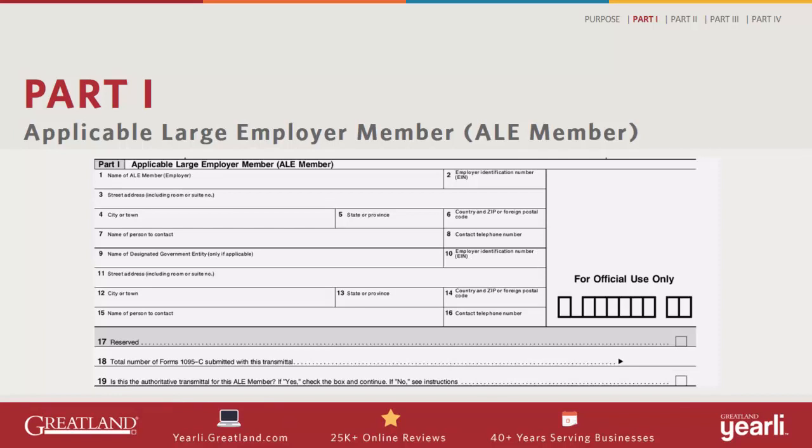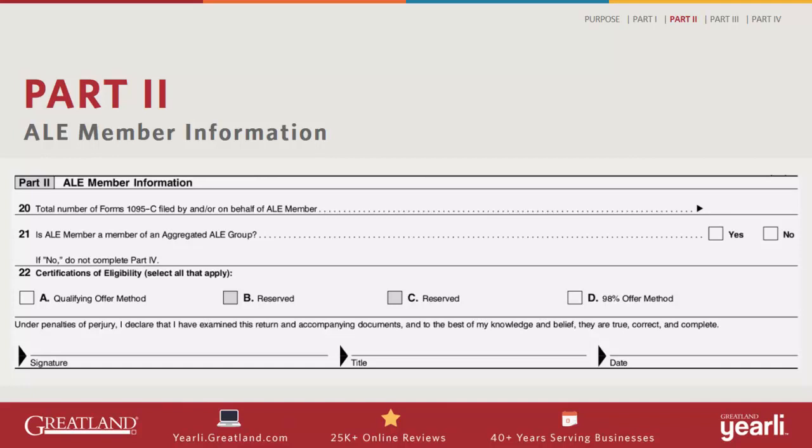On line 18, enter the total number of 1095-C forms submitted with the 1094-C, and on line 19, indicate if this 1094-C is the authoritative transmittal. If this 1094-C is not the authoritative transmittal, complete the signature portion of the form and skip parts 2, 3, and 4. If the box on line 19 is checked indicating that the 1094-C is the authoritative transmittal, then parts 2, 3, and possibly part 4 must be completed.